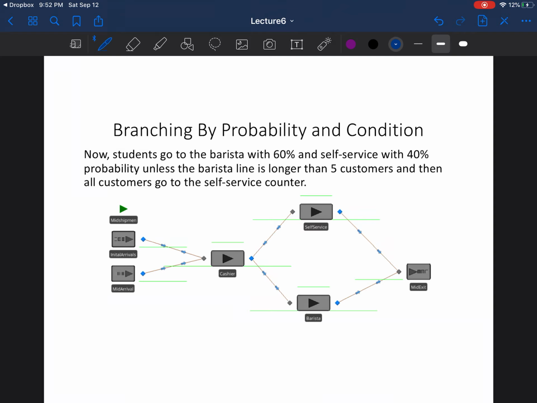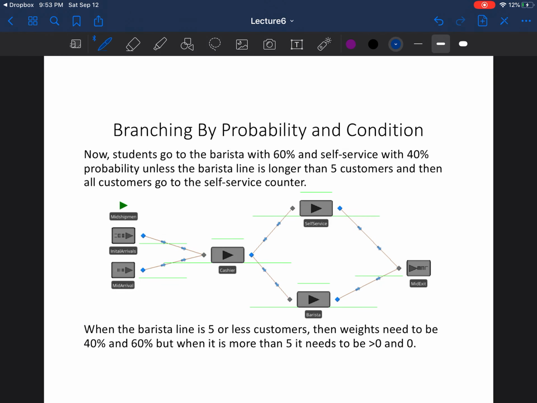So now we're going to combine the last two ideas where we both have a condition and a probability. The idea here is that students go to the barista with 60% probability and self-service with 40%, unless the barista line is longer than 5 customers, and then all of them go to the self-service counter. Okay, so that's one example of how you could combine these two ideas.